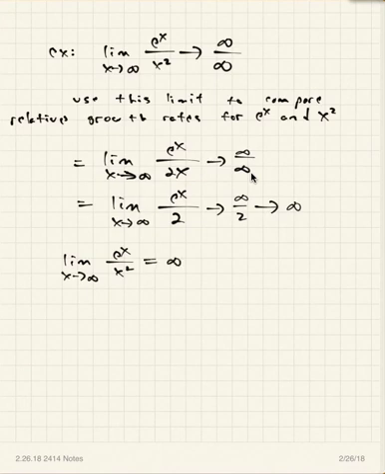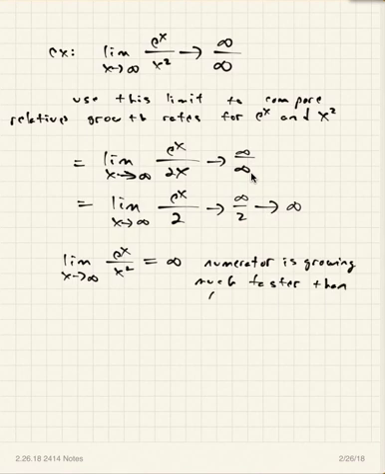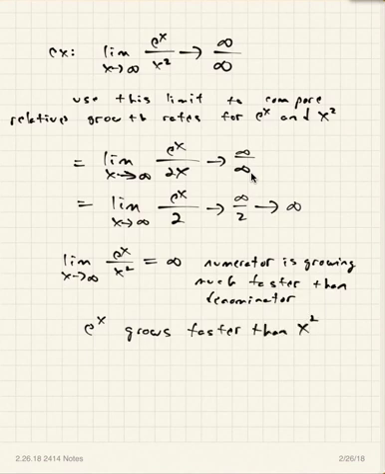And so what that implies is the numerator is bigger than the denominator. The numerator is much bigger than the denominator. The numerator, in fact, is growing much faster than the denominator. And so what are we saying here? e to the x grows faster than x squared. Right? And yeah, these kinds of limits are really useful for comparing growth rates of different kinds of functions.